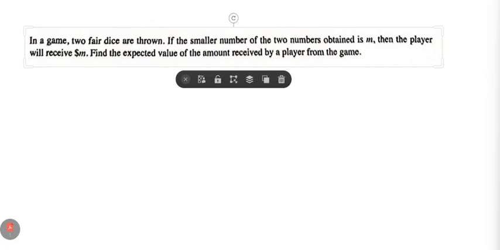Game of two paired dice. Paired dice are drawn. If the smaller number of the two numbers obtained is M, then the player will receive $M. Find the expected value of the amount received by the player from the game.